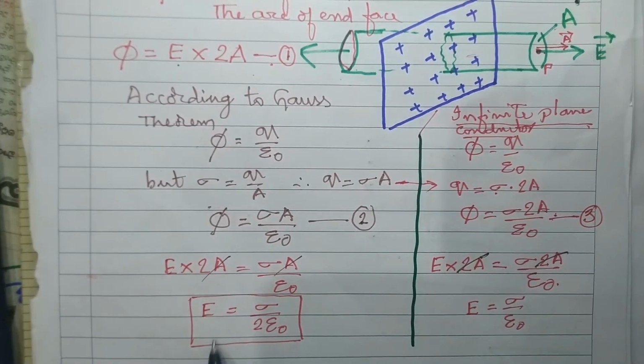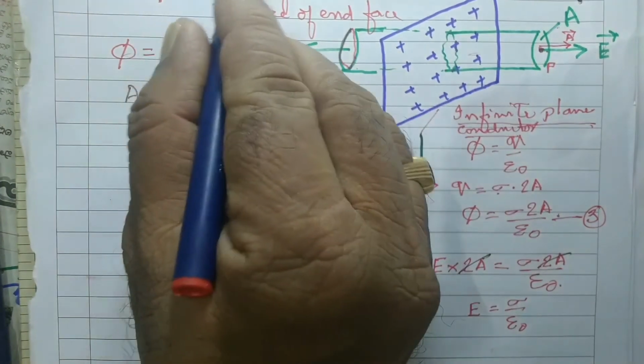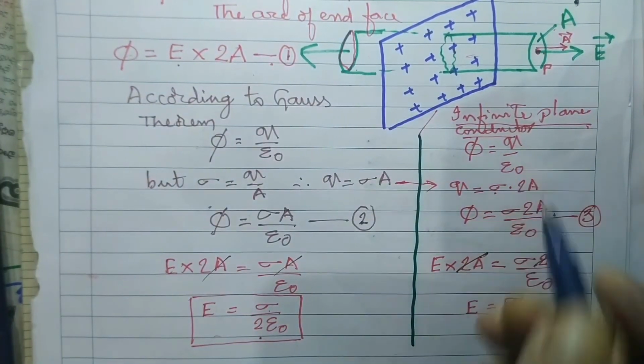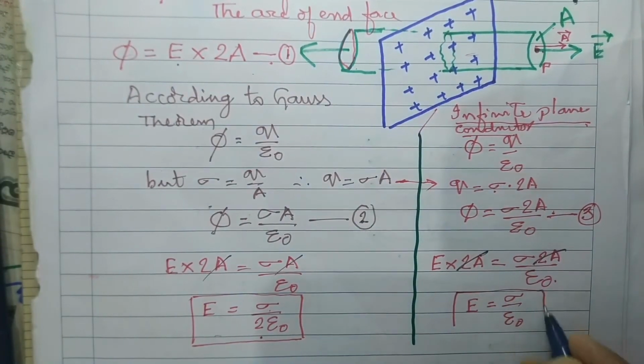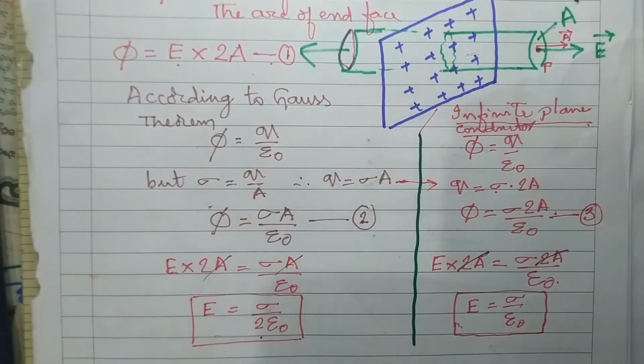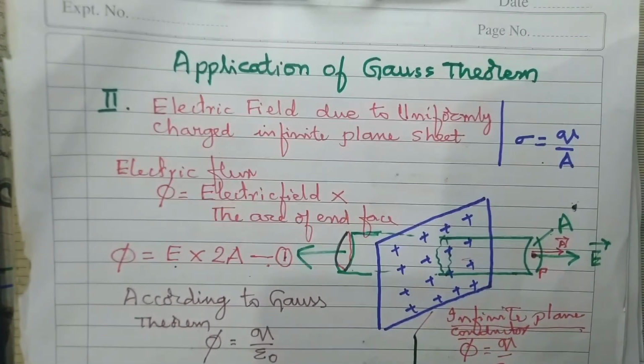See the difference here: sigma by 2 epsilon 0 for a uniformly charged infinite plane sheet, and for a plane conductor it is sigma by epsilon 0. Just quickly observe the difference. You will understand it. Quickly once again go through the notes.